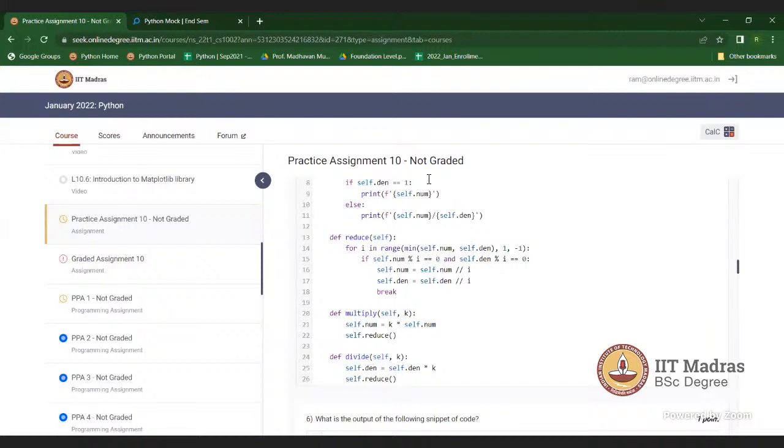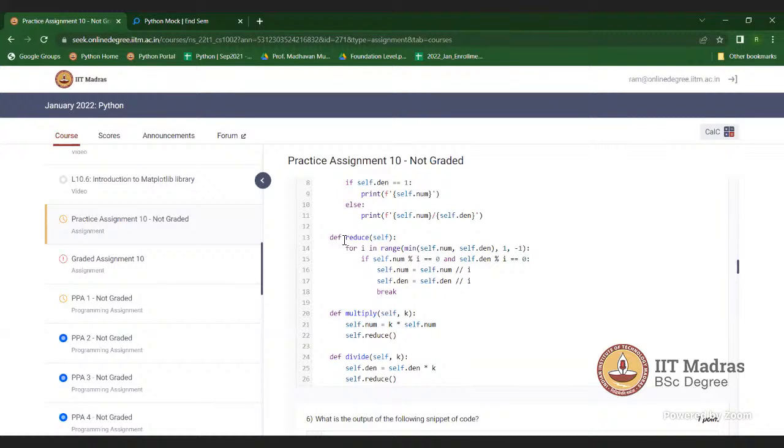That is 120. Right. So since 5 % 5 equals 0 and 24 star 5 % 5 equals 0, we are going to divide both of these values, right? And then we are going to break because we have divided with the highest number possible. That's why we are breaking out of the loop. Okay.